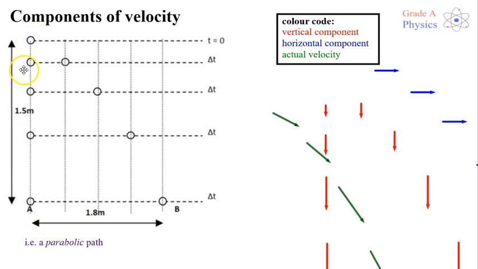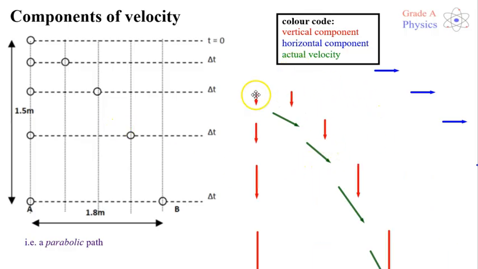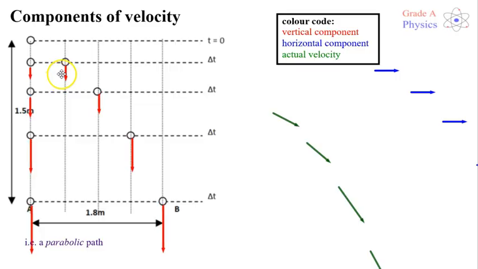Ball A drops vertically. The distance between these balls increases because this is the same time interval. You can imagine this might be a stroboscopic or frame by frame video. Ball B is taking this parabolic path, so it's also moving horizontally. So we're going to consider what the components of velocity are at any particular point. So let's consider the vertical components, shown by these red arrows.